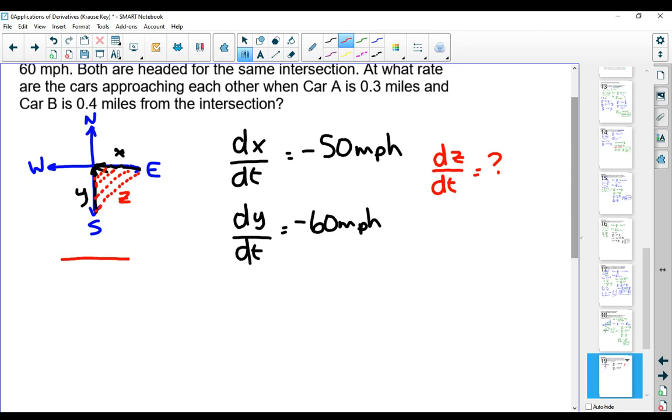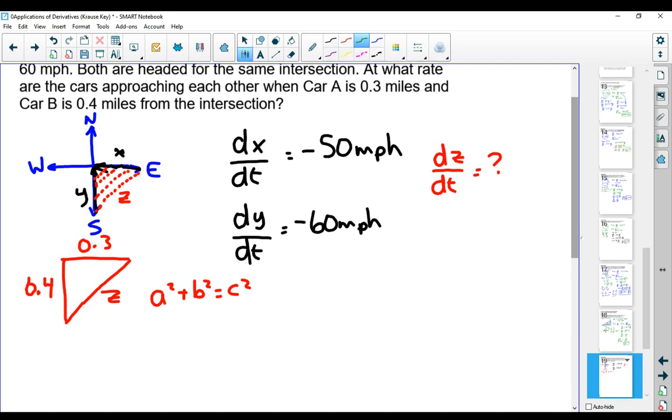So I'm going to draw a separate triangle here. We know that at this point here, we start at 0.3 miles, and here we start at 0.4 miles. Again, our 0.3 is x and our 0.4 is y. We need to figure out what z is. And so we're going to be using Pythagorean theorem. So this relates to a squared plus b squared equals c squared.